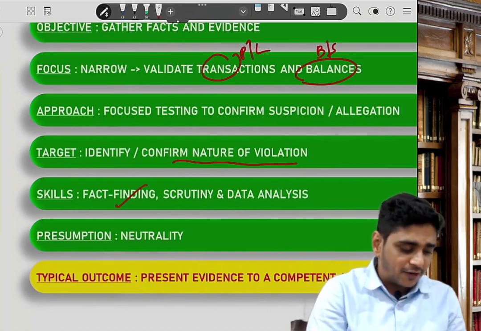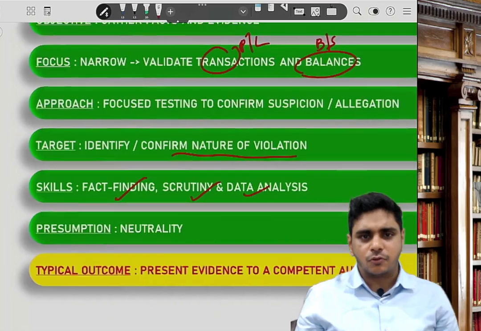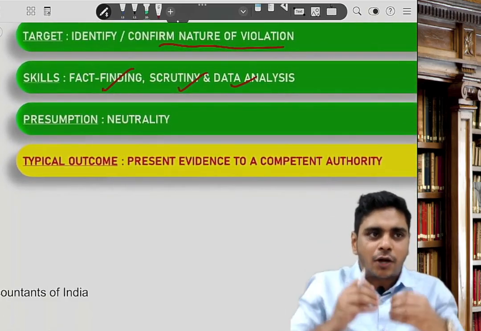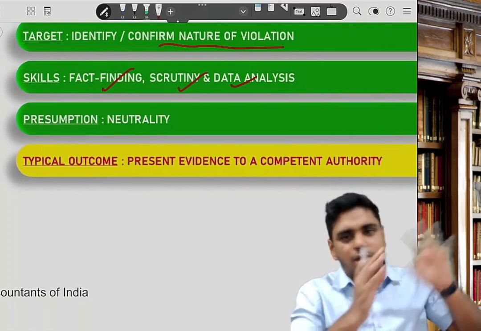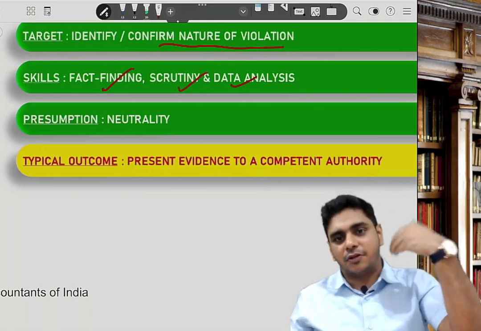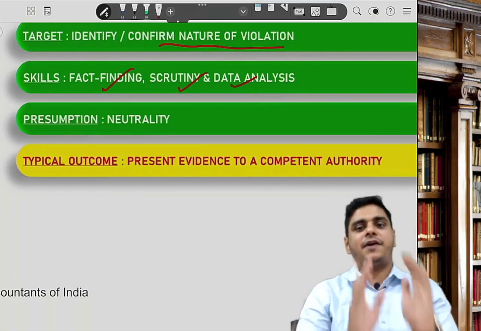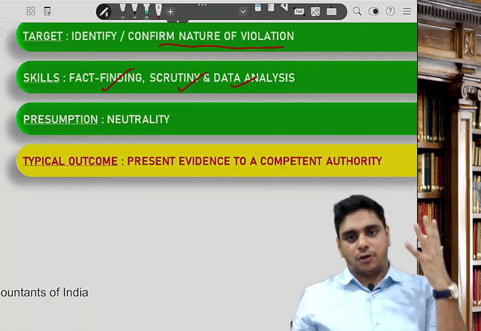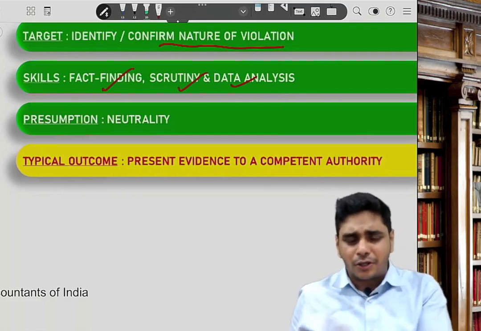Here you require fact-finding skills, scrutiny, data analysis. Presumption: you are generally neutral. You don't presume anything, you have to do the fact finding. Whatever evidence you have gathered, you are not to judge. You will collect that and give it to the authority. Authority will take the decision whether to penalize a person, whether to put him behind bars. You are just a fact-finding authority. You will give the evidence to the main authority who has appointed you. It could be IRDA, it could be police, it could be law, it could be anybody.